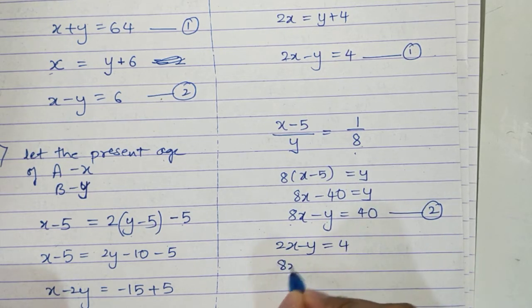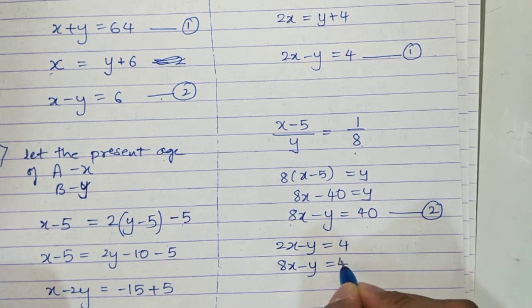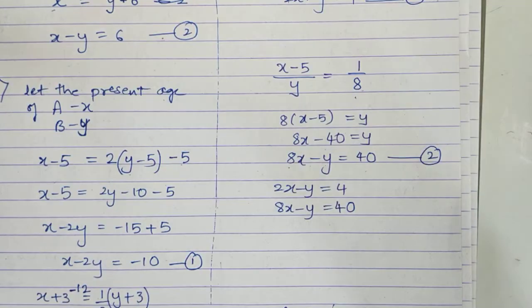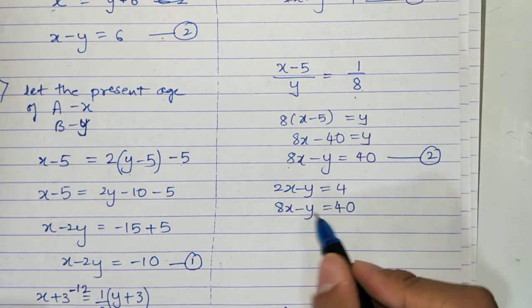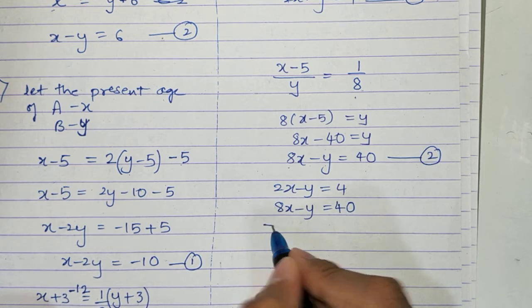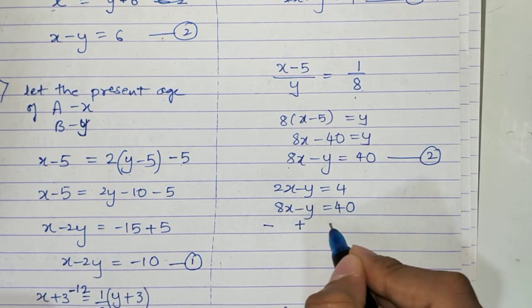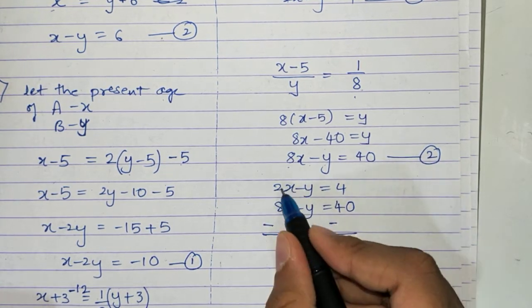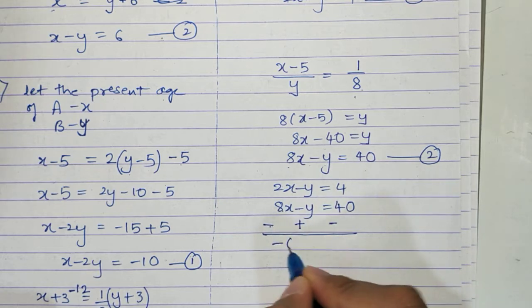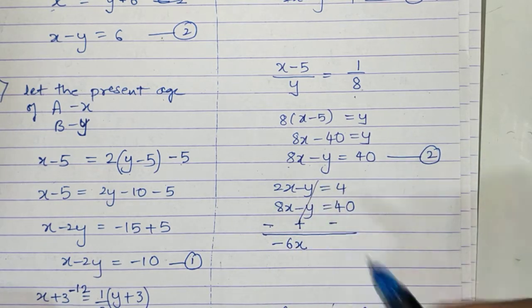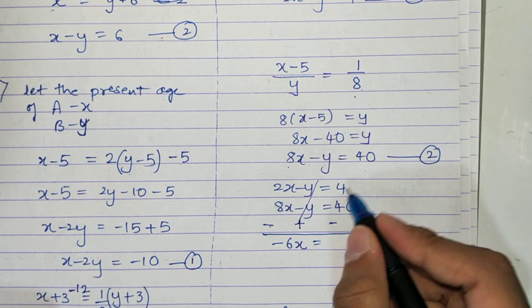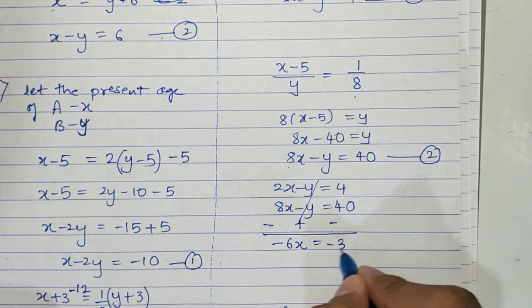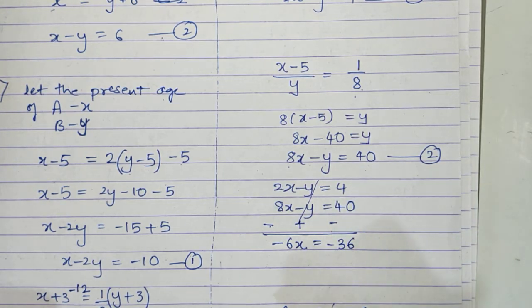Equals 4 and 8x minus y equals 40. Now the signs are same, so I will subtract. Minus, this minus will become plus, and again here minus. So 2 minus 8 is minus 6x. Minus y plus y cancel. 4 minus 40 is minus 36.